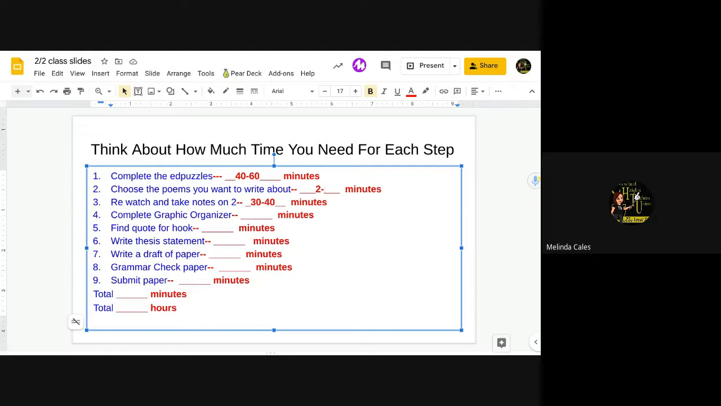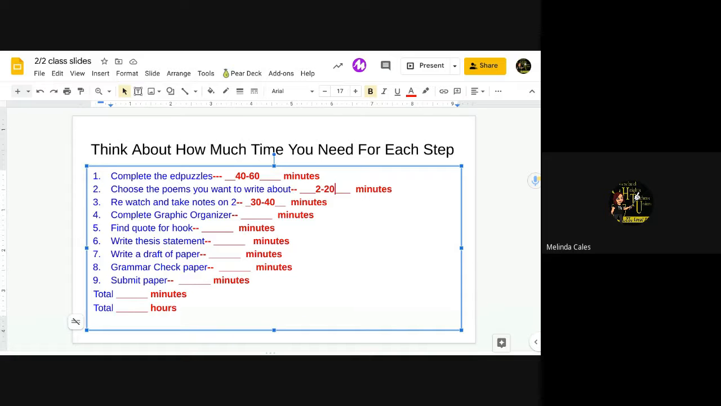So minimum 2 minutes. I would say maximum probably about 20 minutes because you need to make sure you're familiar. Either pick something that you understand, pick the poems you understand the most, or pick the poems that you enjoyed the most. Okay? That's the way I would go with it.